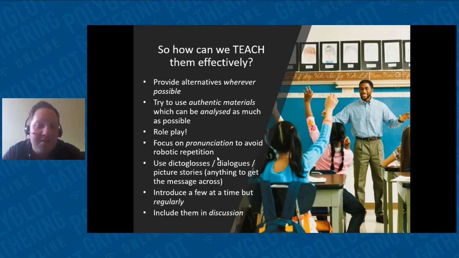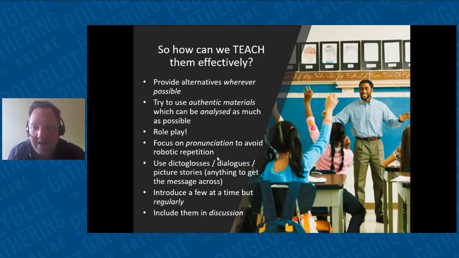So I use dictaglosses a lot. It's a kind of dictation where you tell students a story and they try to reconstruct it from notes that they make. And I think it's a great way to slip in some idiomatic language. Often if I use some expression in a dictation activity, students will say, what does this mean? And it's a great chance for learning to happen and for you to actually teach them what it is and why you used it in this context. But dialogues, picture stories, I think anything that will get the idea across to them of what the idiom means, because some of them are very obscure.